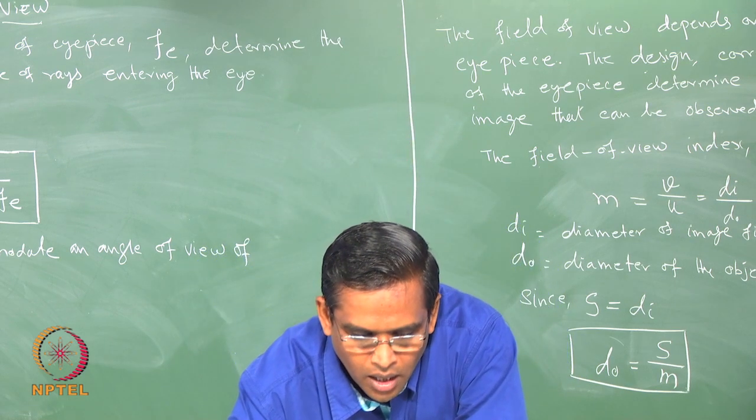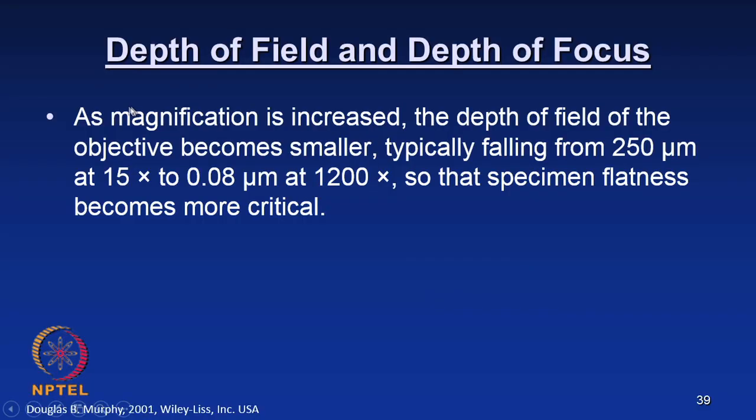So now, this is the same thing. As the magnification is increased, the depth of field of the objective becomes smaller, typically falling from 250 micrometer at 15x to 0.08 micrometer at 12,000x. It's a kind of a range. So the specimen flatness becomes more critical. That is why you see a very shallow depth of field once you cross this range.